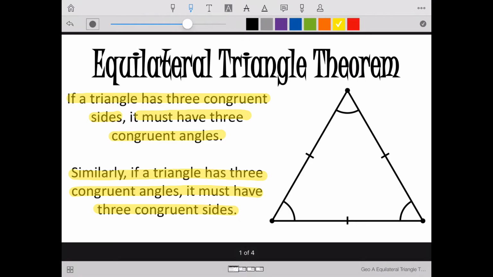If we have a triangle that has three congruent sides, we can automatically assume that the three angles are also congruent. And vice versa. If we have three congruent angles, we can automatically assume that we have three congruent sides. That's what the equilateral triangle theorem is, and we want to keep that in mind as we go through the next examples.